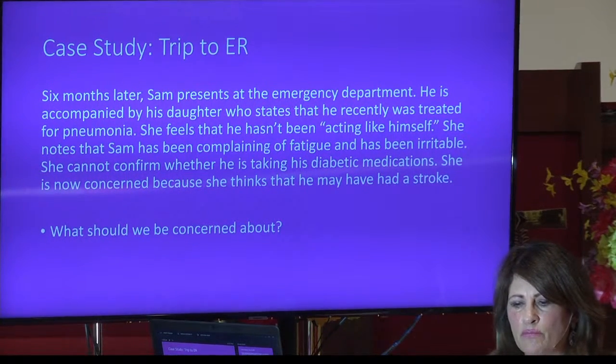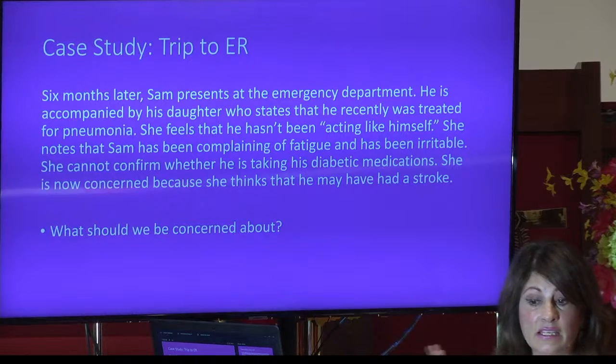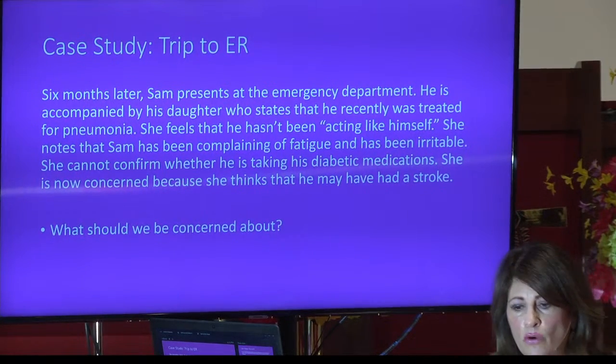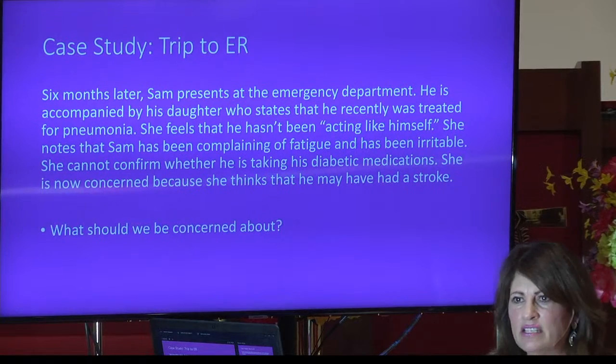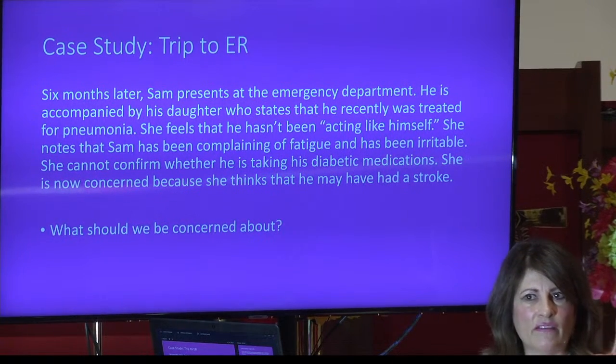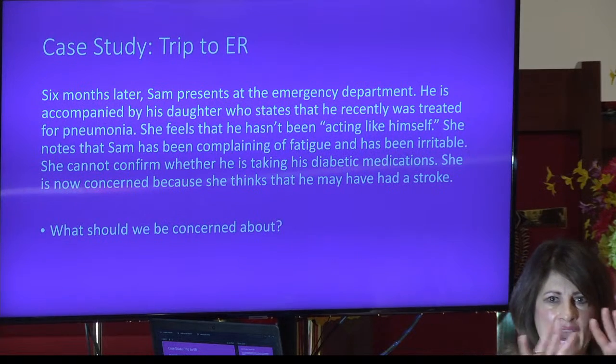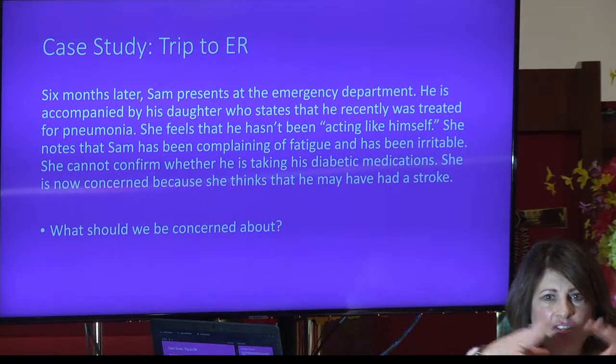6 months later, Sam presents at the emergency department. He's accompanied by his daughter, who states that he recently was treated for a pneumonia. She feels that he hasn't been right since. Remember what happens when you have diabetes. You have diabetes, you get an infection, now it throws everything off. What has just happened?